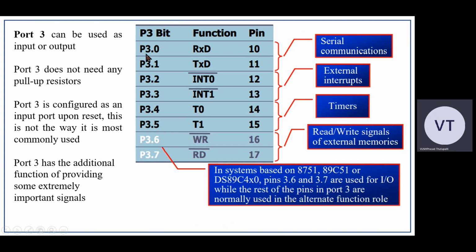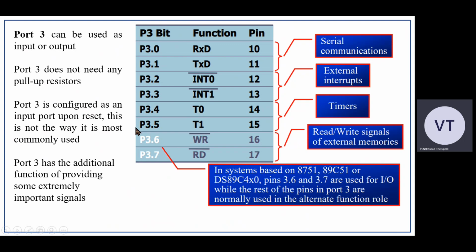See, you can see here port 3.0 works like receiving pin during serial communication. P3.1 is the transmission pin. If you want to transmit the data serially one bit after the other and receive one bit after the other, then P3.0 and P3.1 are essential. The data goes out and comes in through these two pins. Now P3.2 and P3.3, these are external interrupt pins, INT0 bar, INT1 bar. So these two are external interrupt pins.